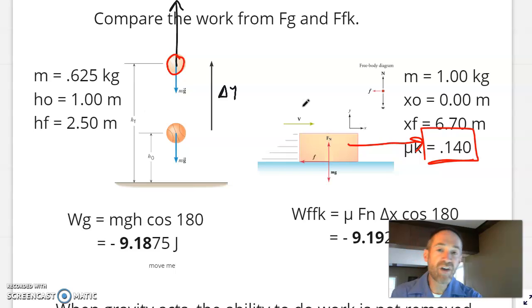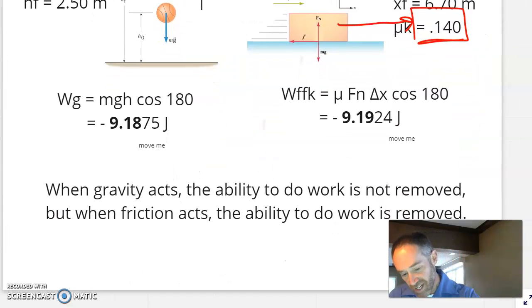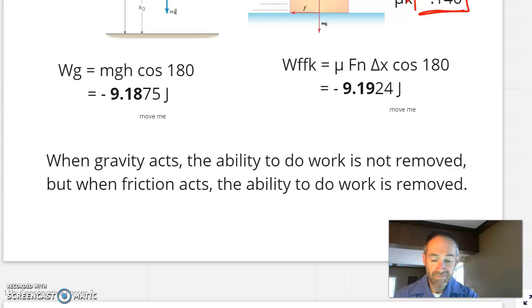And so we've got a case where, when gravity does negative work, the energy remains. When friction does negative work, the energy is turned into heat and is no longer useful. I'm trying to set up a big difference there: when gravity acts, the ability to do work is not removed, versus when friction acts, I'm not saying it destroys energy, because nothing destroys energy, but it removes the ability to do work.